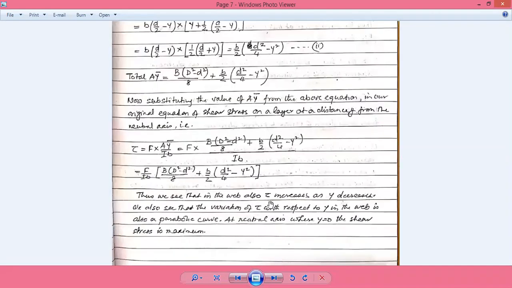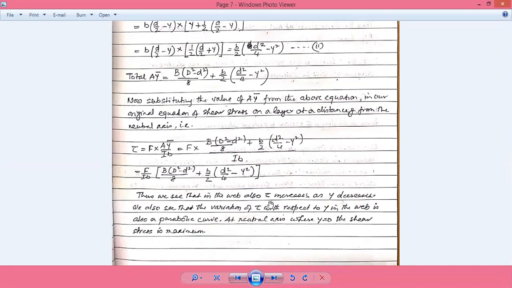So we are putting it here divided by IB, or F by IB is equal to this plus this y square must be y square itself. We also see that here the tau increases as y decreases. It means that as the distance of the CG of any section reduces and goes closer and closer to the neutral axis, we get the shear stress tau is also more than that.